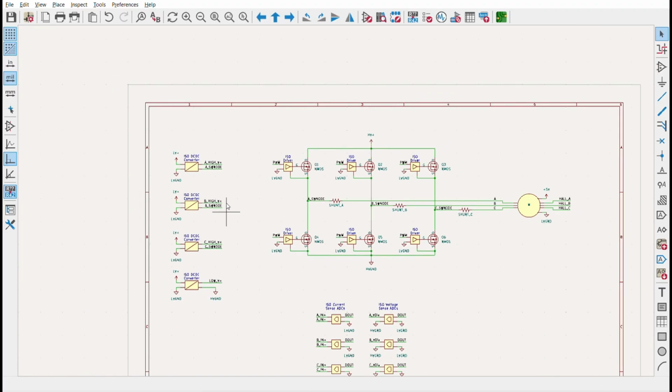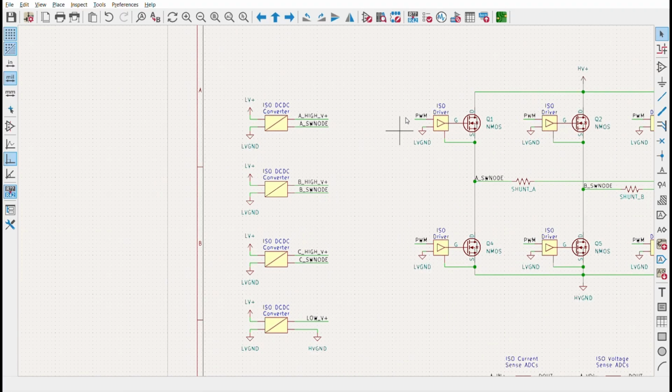These are all of my isolated DC-DC converters. So this powers my high side A driver. This powers my high side B driver. This powers my high side C driver. And then all of my low side drivers are referenced to high voltage ground, so they're all powered by the same DC-DC converter. Each of these is a separate converter because they're all referenced to each switching node to keep the driver's power consistent based on if the high side FET is on or the low side FET is on.